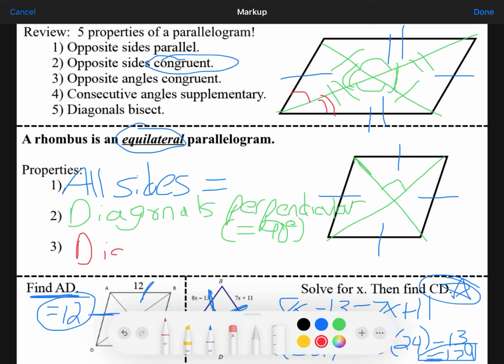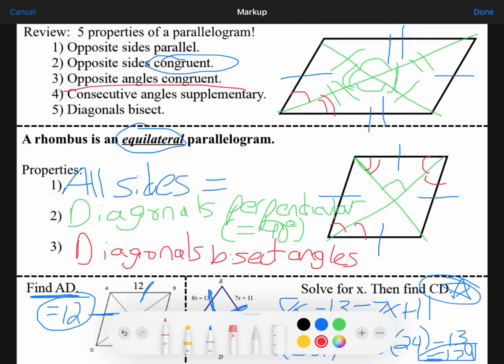Here in a rhombus, the diagonals not only bisect each other, but also bisect the angles. That means this angle is equal to the other angle here. And because opposite angles are congruent, that means the top right also has the same two parts. All four of those little acute angles are the same. Similarly, here on the top left of the rhombus, those two angles are the same, equal to the two little angles on the bottom right of the rhombus.